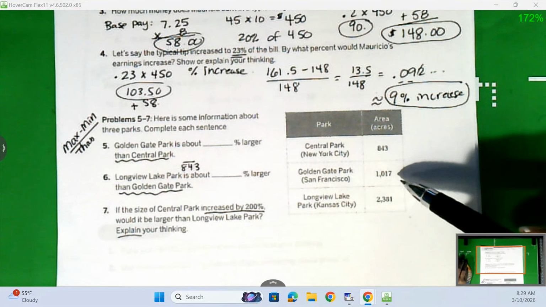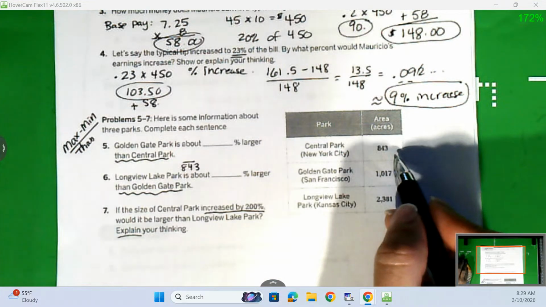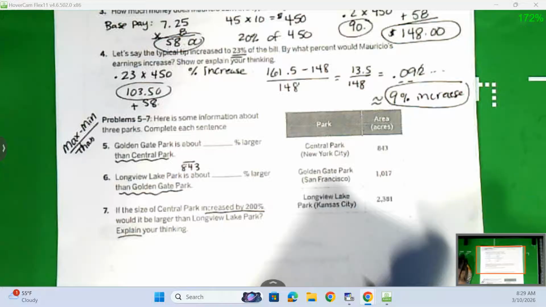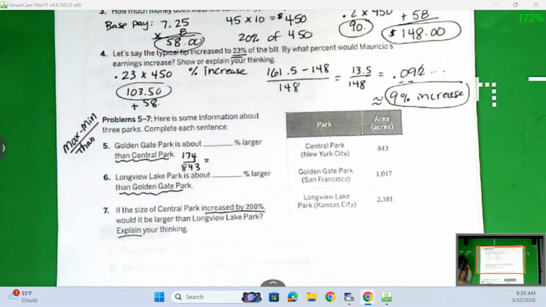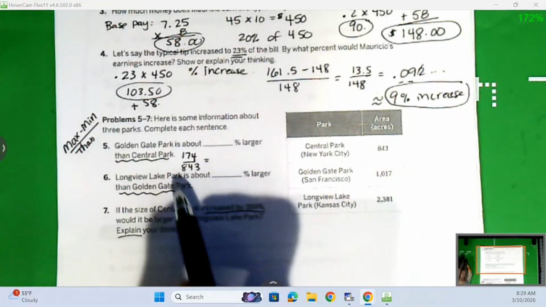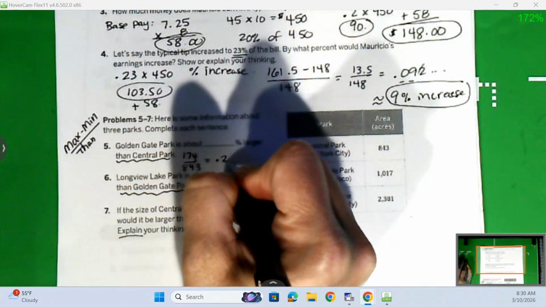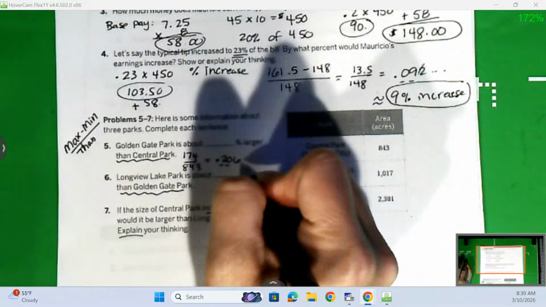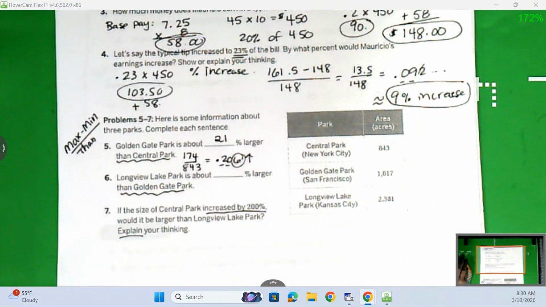So you could type this on your calculator. We have 1017 minus 843, which if we subtract those two, we have a difference of 174. And then we simply divide, numerator divided by denominator, and we get 0.206. So this time we're going to round up to 21% larger. Okay, pause this video and try 6 and 7, and then turn it back on to check your answers.